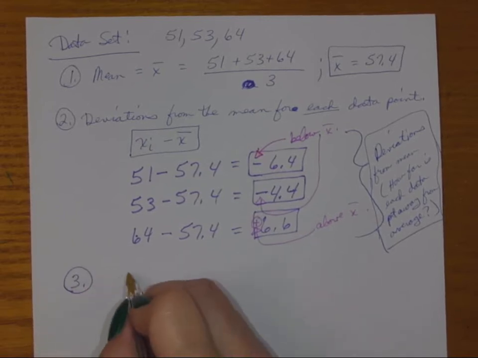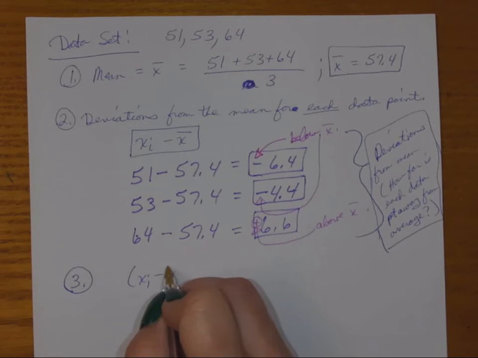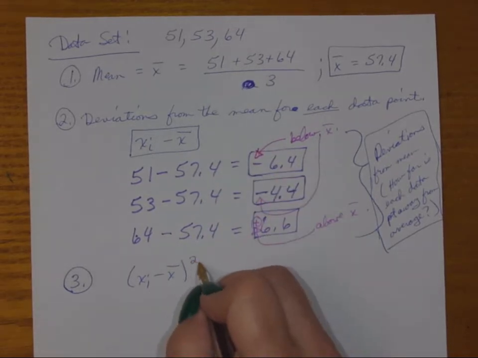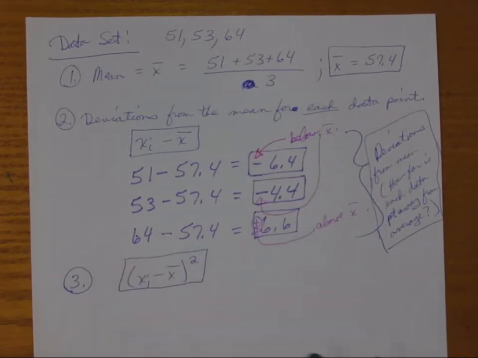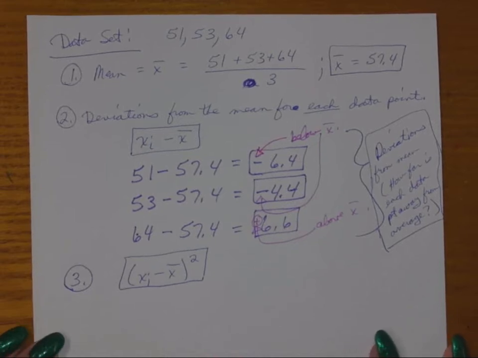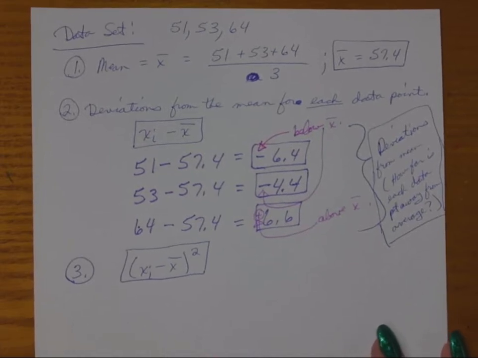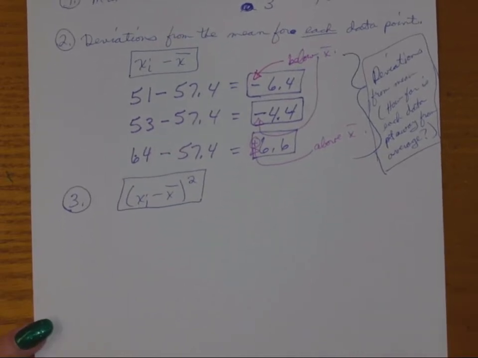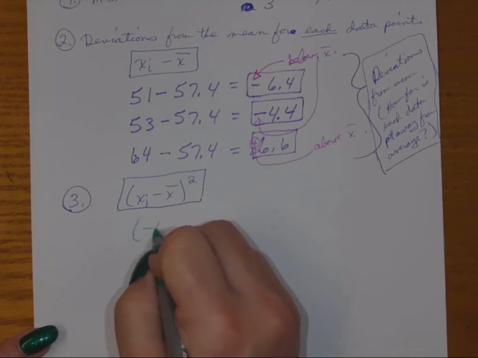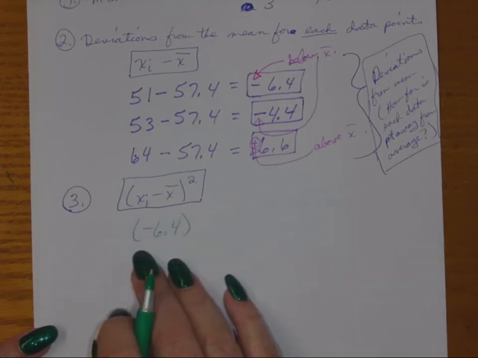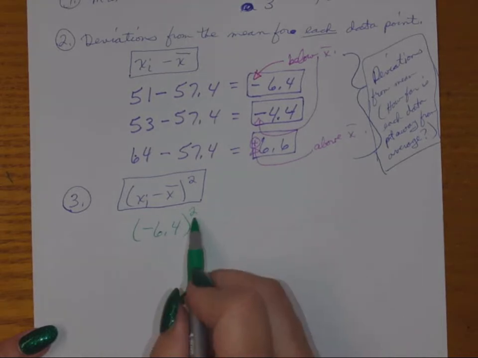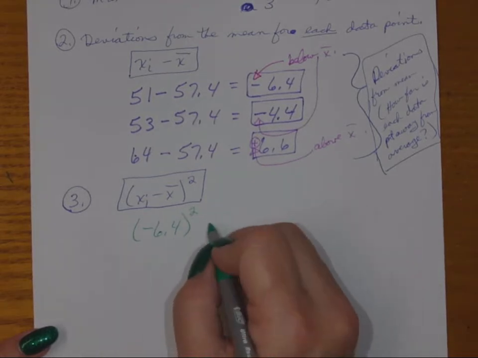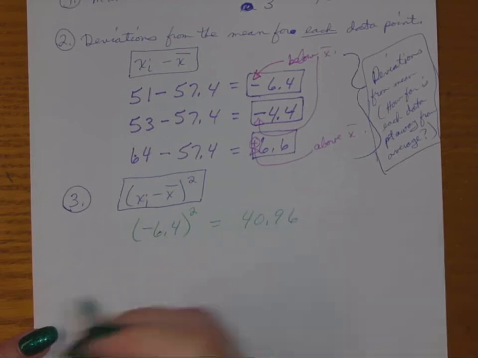Take the x sub i minus the x bar, which is all these 3 things I just did, and square them. That's your next step. Square them. All right. So here's an important piece. What happens whenever you square a negative number? Negative times a negative is what? In my head I hear you saying, a negative times a negative is a positive. All right, so my first deviation from the mean was negative 6.4, and when I square that, negative times a negative is a positive, I get 40.96.